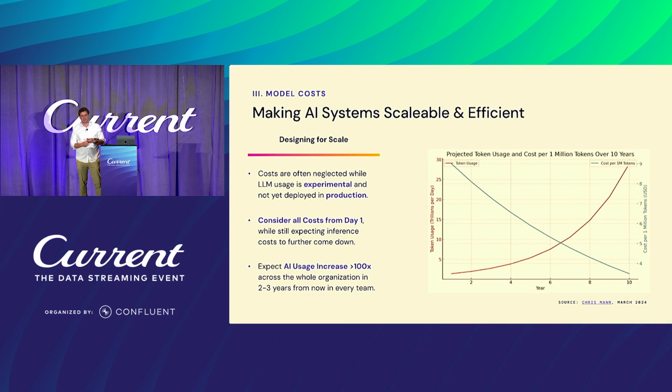So you will actually see that token usage, this is the red graph here, will go up quite a bit because AI usage will simply increase within your organization. Within 2 or 3 years from now, you will have maybe 100x usage from today. At the same time, you will have cost per token going down. I think it will continue this way, but this is still something to take into consideration, obviously, early on.